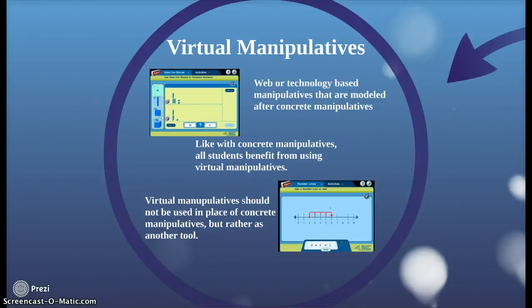Virtual manipulatives are web or technology-based manipulatives that are modeled after concrete manipulatives. Like with concrete manipulatives, all students benefit from using virtual manipulatives. Virtual manipulatives should not be used in place of concrete manipulatives, but rather as another tool.